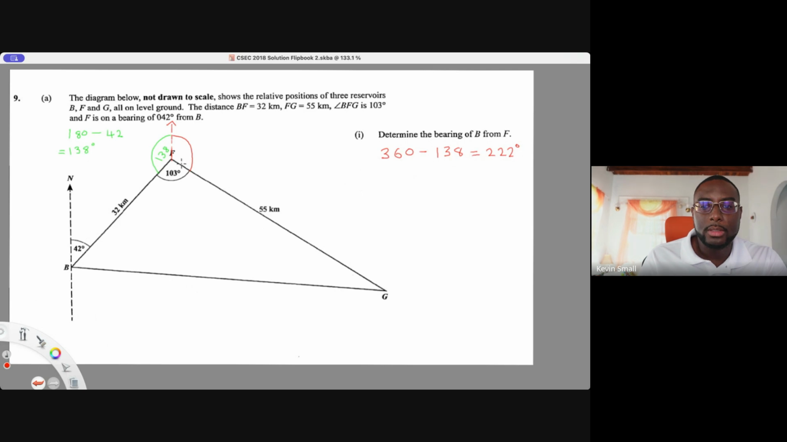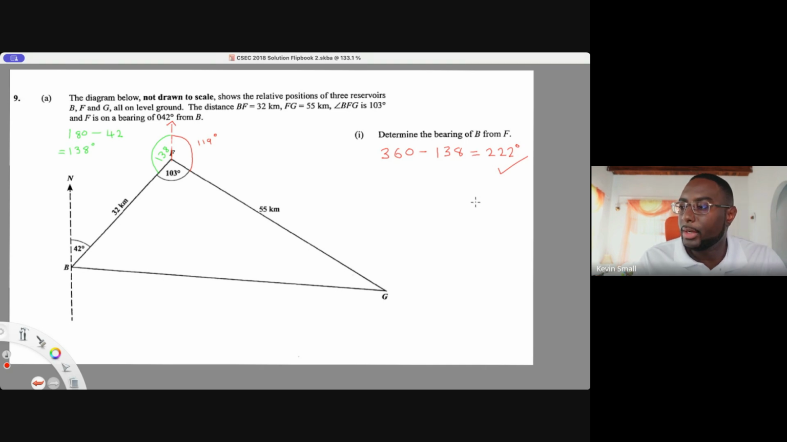But just in case you wanted to figure out this angle up here, then this remaining angle here would have just been 119 degrees. We may need that later on, so I'll just put that in there to get that 190 degrees. That would be the 138 and 103. And you add them together and subtract from 360. But the correct answer is 222 degrees. This is the correct answer for the bearing.